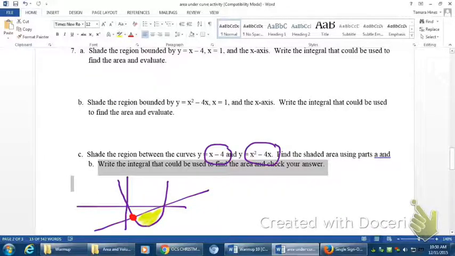I would need to find these two intersection points. If you do that on the calculator using second calc and intersect, you'll find out that that one is 1 and that one is 4. So if I want to find that integral, I'm going to take the integral from 1 to 4 of the top function. And then the bottom.